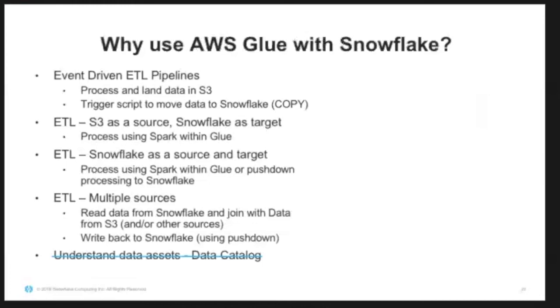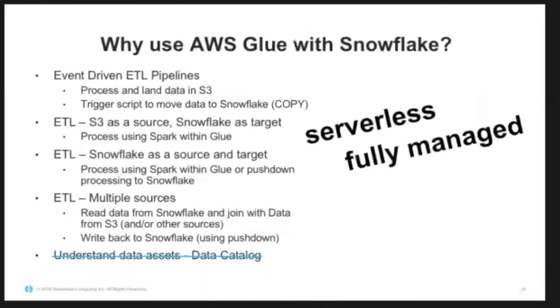The one thing we can't do is understand all of our data assets with Snowflake. So right now, the crawlers don't work with Snowflake for whatever reason. I haven't dug into that yet, but I know folks that have tried and it doesn't work. So maybe it's something to do with the connector, the JDBC connector in Glue. I'm not sure. But ultimately, the reason to use Glue with Snowflake: serverless, it's fully managed, and it's ETL. Snowflake's in the cloud, Glue's in the cloud. It just makes sense to keep everything moving in the cloud there.